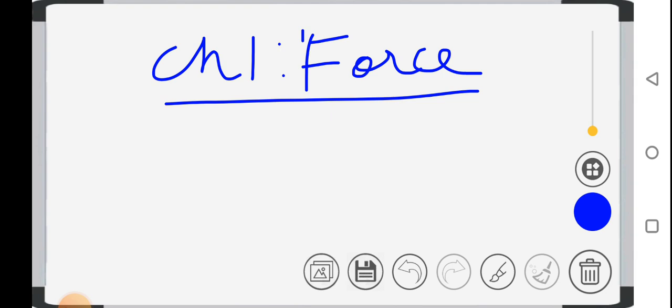So, children, your very first chapter is Force. Now, what is force? You already know, you have studied it many times from class 8th onwards. Force is an external push or pull which creates a change in the shape and size of the object. So when you apply any external push or pull on the object, there is a change in shape and size of the object, and that is only force.